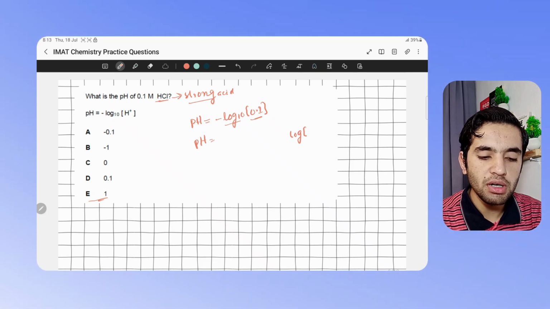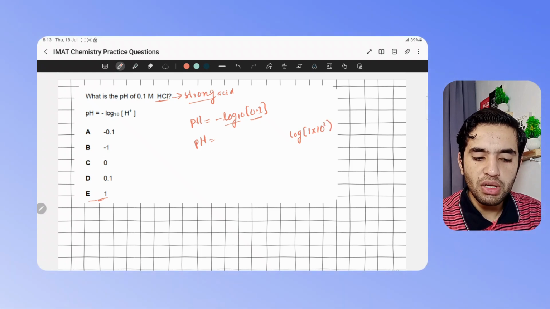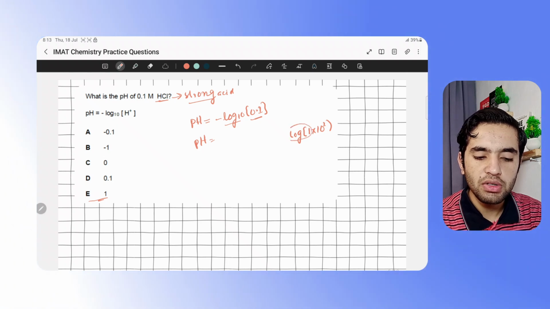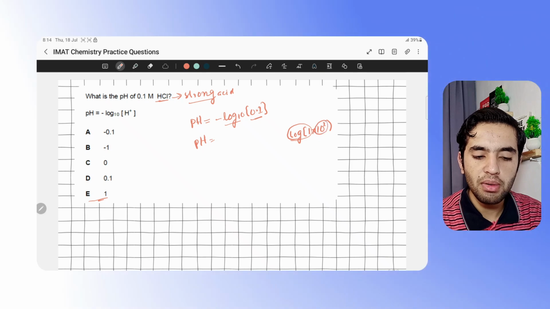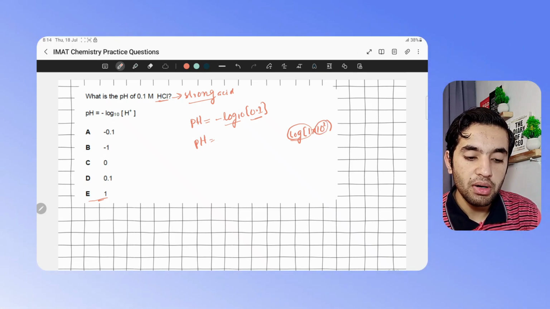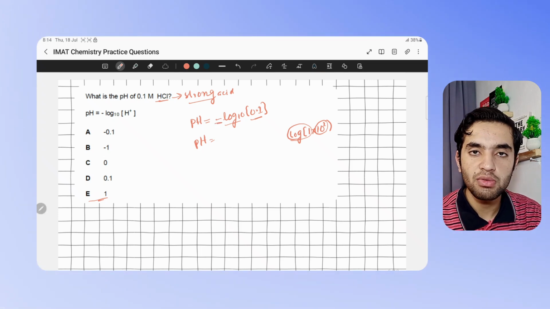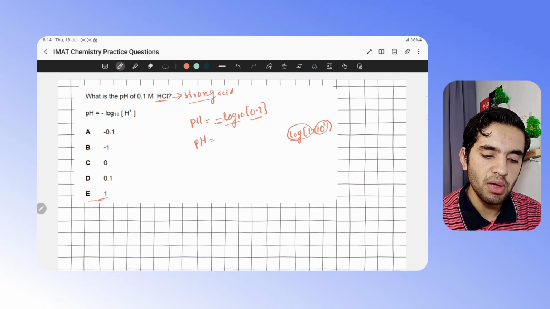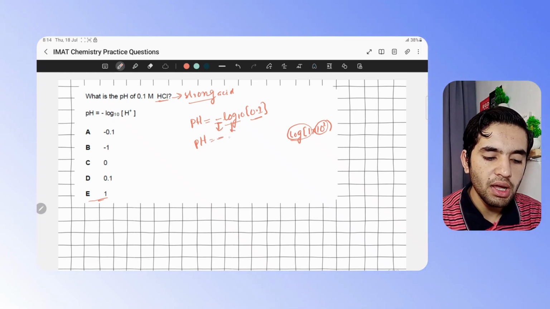0.1 is 1 multiplied by 10 raised to the power of minus 1. So you can multiply this log with 1, so log 1 will be equal to 0, and log 10 to the power of 1, log 10 is equal to 1, so there will be a minus in between, so minus will become positive. So let me write it this way, my negative will be here. Log 10 is equal to 1, and log 0.1 is equal to minus 1.